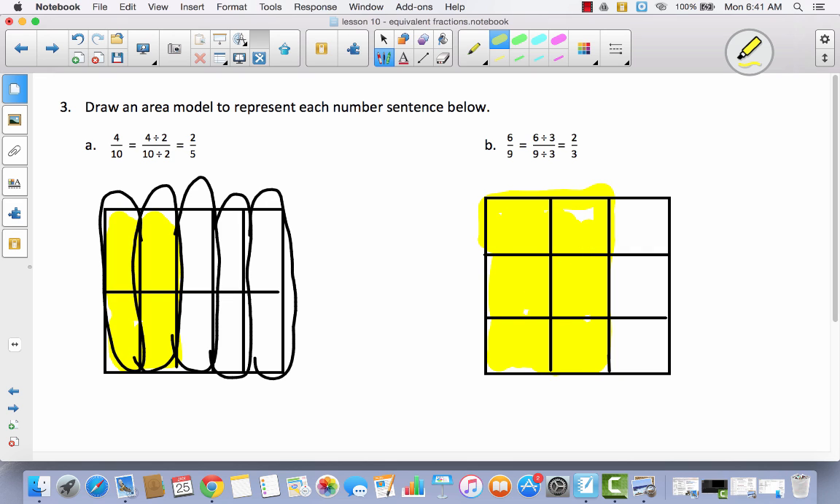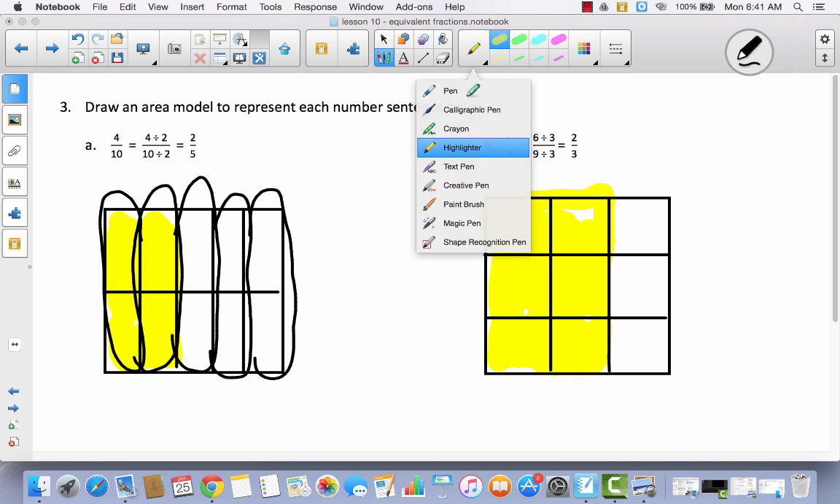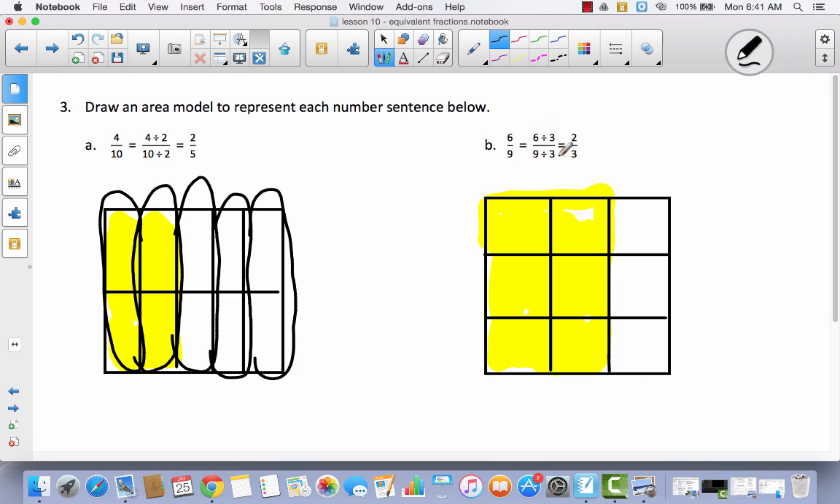All right, so now I have 6/9, and I have to show that this is the same as 2/3. When you look at your division sentence, you can see they divided them into groups of 3. So I'm going to compose them into groups of 3. So that's a group of 3. This is a group of 3. And this is a group of 3.